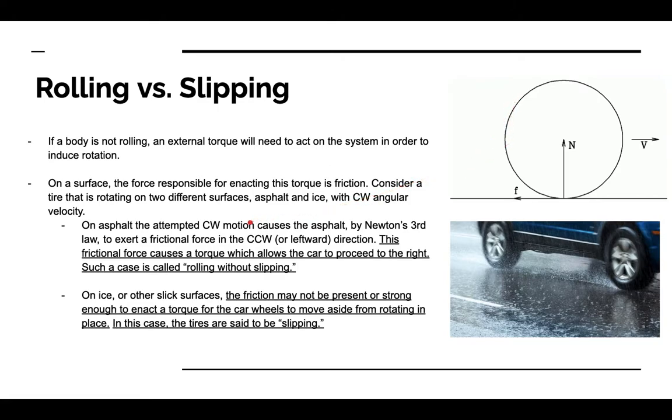So as a result of this frictional force acting to the right on our tire from the asphalt, this frictional force will cause a torque which allows the car to proceed to the right. Okay? Such a case is called rolling without slipping. So here this force F is from the tire on the ground, which acts to the left as the tire tries to rotate in the clockwise direction. As a result, the ground is going to push to the right with a frictional force on the tire, and that applied force on the tire and on the car is what causes the car ultimately to move to the right. This is what we call rolling without slipping.